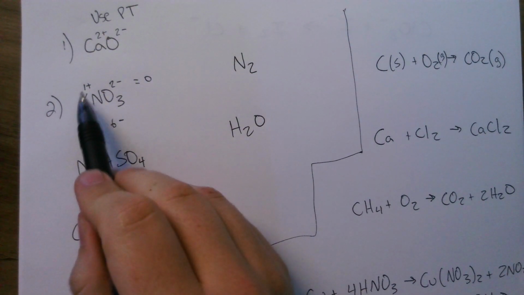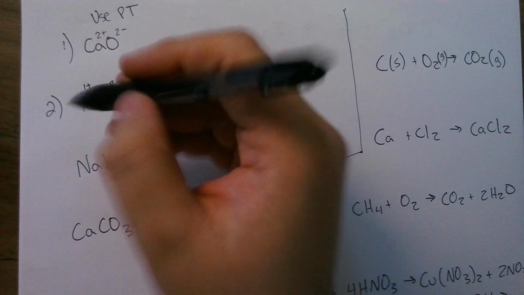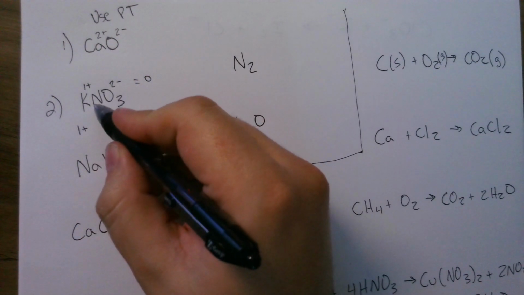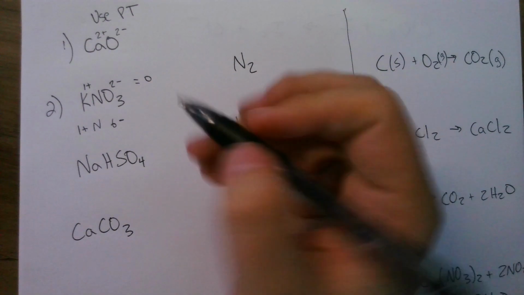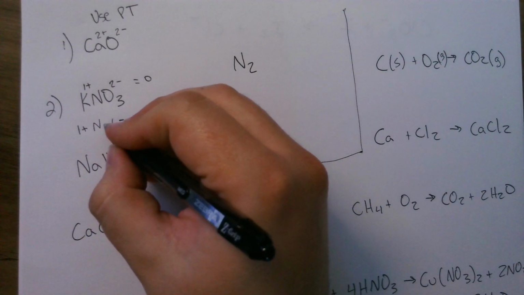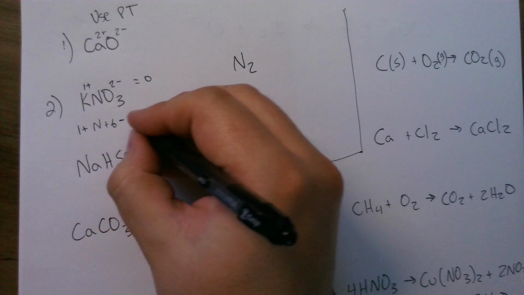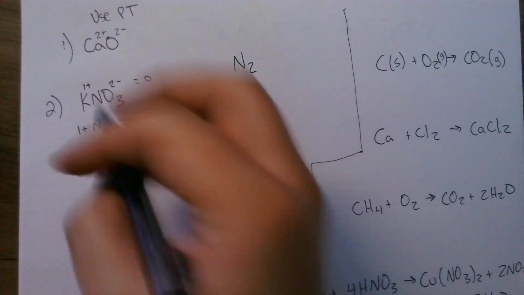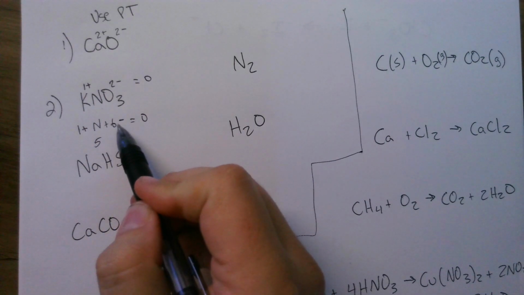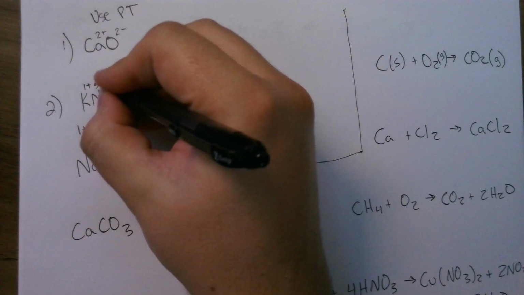So I need all of these charges, when I add them up, to equal 0. I have one potassium, which has a 1+ charge. I have a nitrogen, which I don't know. And then I have 3 oxygens, which each have a -2 charge. So I have 1 plus something plus -6 equals 0, and that means N must be 5. 1 plus 5 plus -6 gives you 0. So I know my nitrogen has an oxidation state of +5.